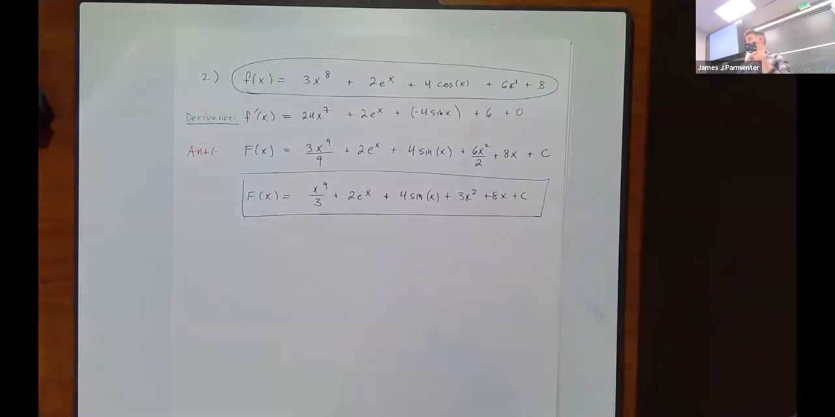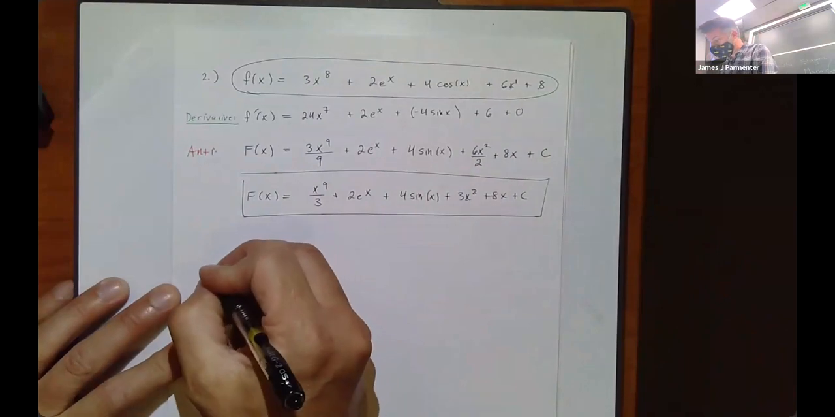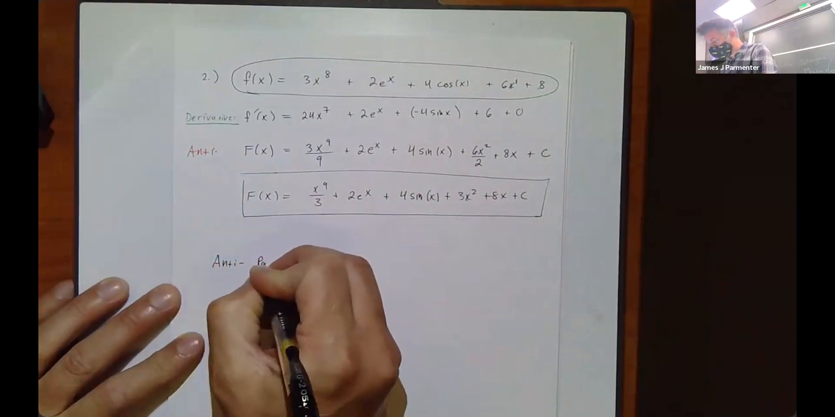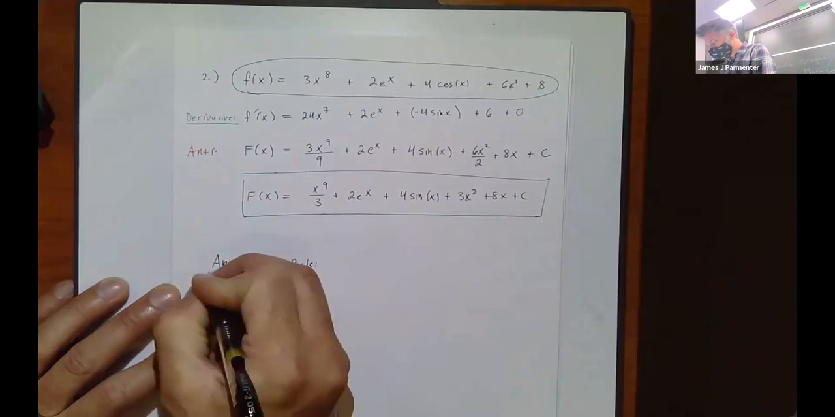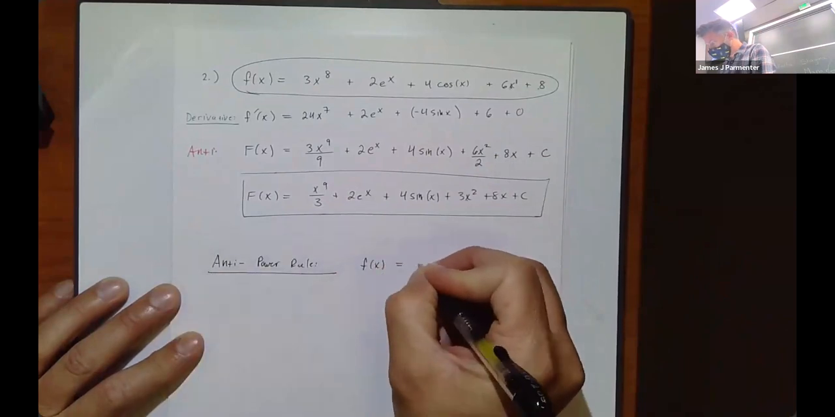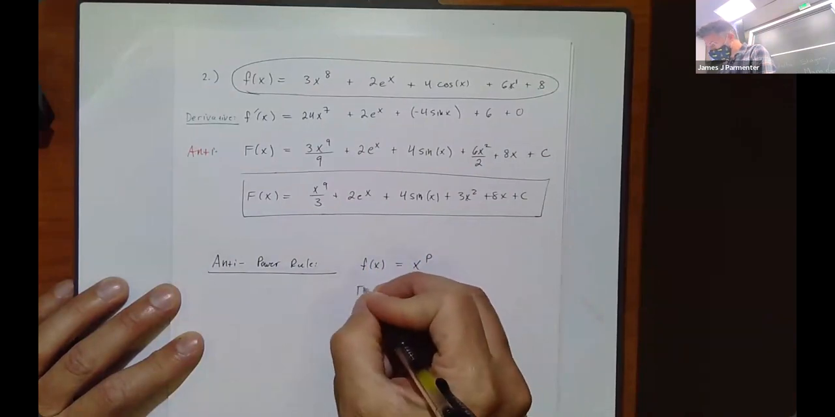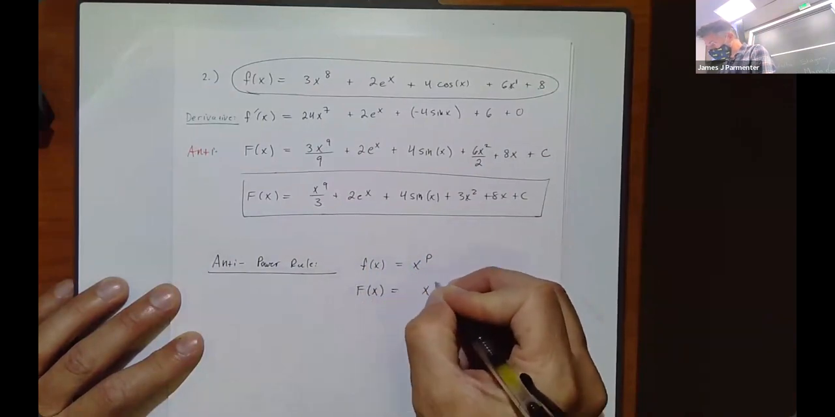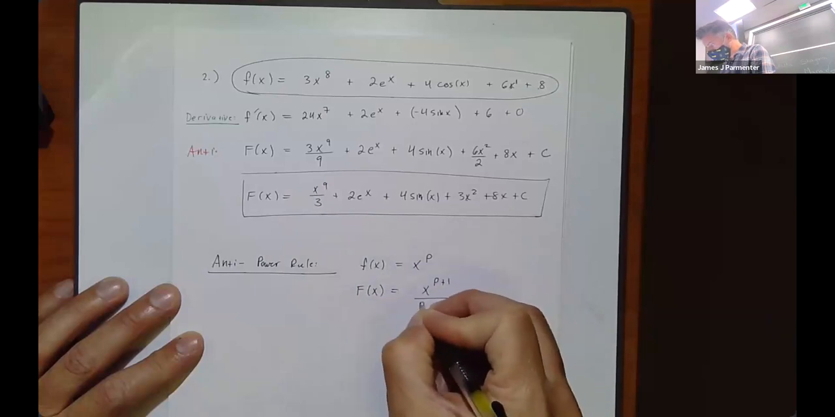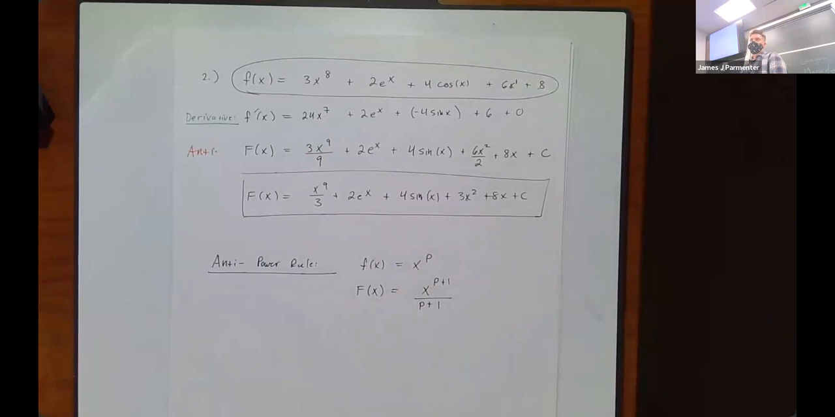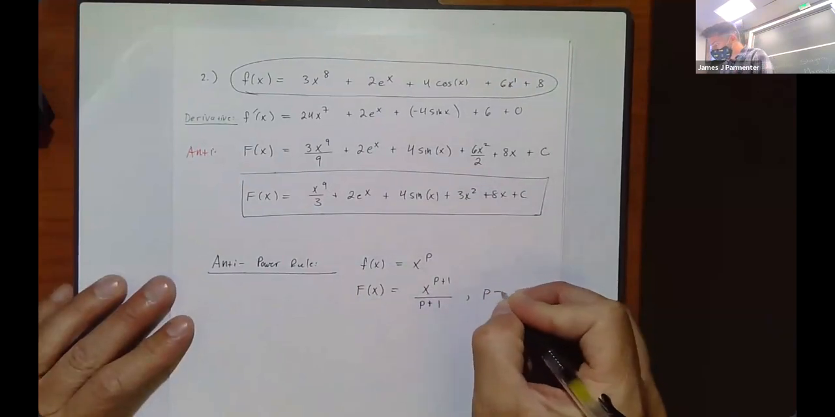But you're right. Before I answer your question, the pattern we're generally looking at here is what I typically call the anti-power rule, which is that if your function is x to some power, then the antiderivative is x to that power plus 1 divided by that same power plus 1. What's the only value of p that might end up being a problem here? Negative 1, right? Because negative 1 plus 1 is 0, and we can't divide by 0. So you can't do this if the power is negative 1.